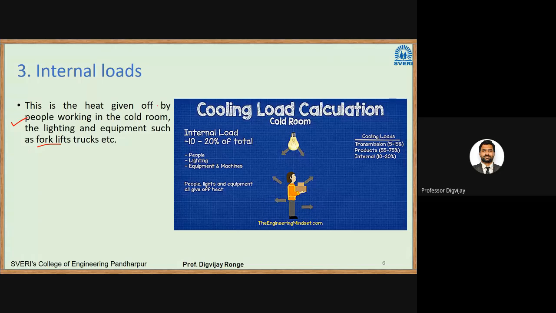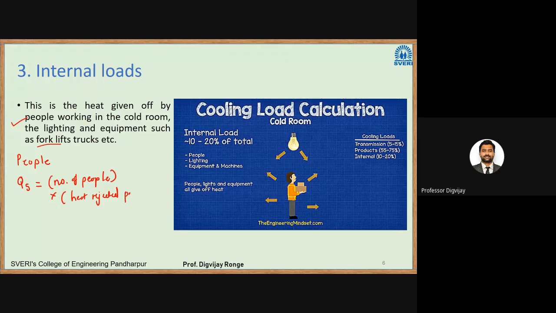Okay, so how to calculate this? See here. First I will calculate the load which is exerted by people. So let us say that is Q5. That will be the number of people, then that into heat rejected per person. This heat rejected is directly linked to its metabolism rate.